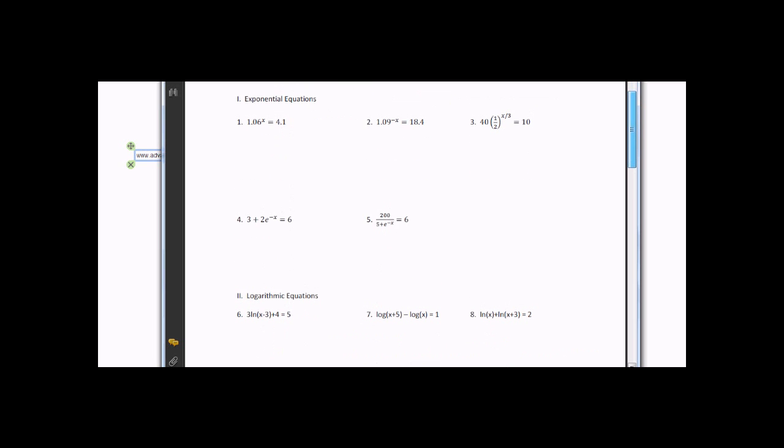So we're gonna start with exponential equations. So number 1, 1.06 to the x equals 4.1. Let's put this on freehand. 1.06 to the x equals 4.1. Now, this is an exponential equation because we've got this exponent where the variable is. Now, we need to get him down, and the way you do that is you take natural log of both sides here. So we're going to take ln of this entire side and ln of this side.